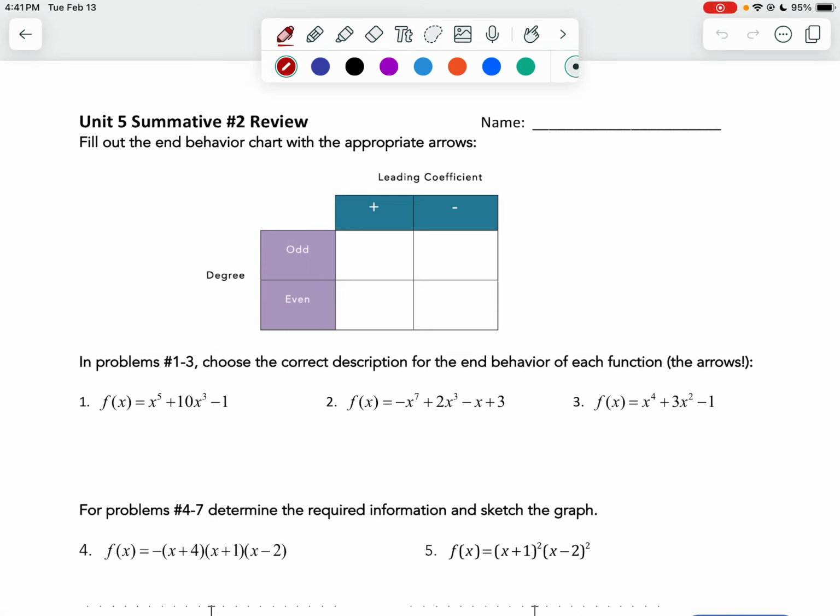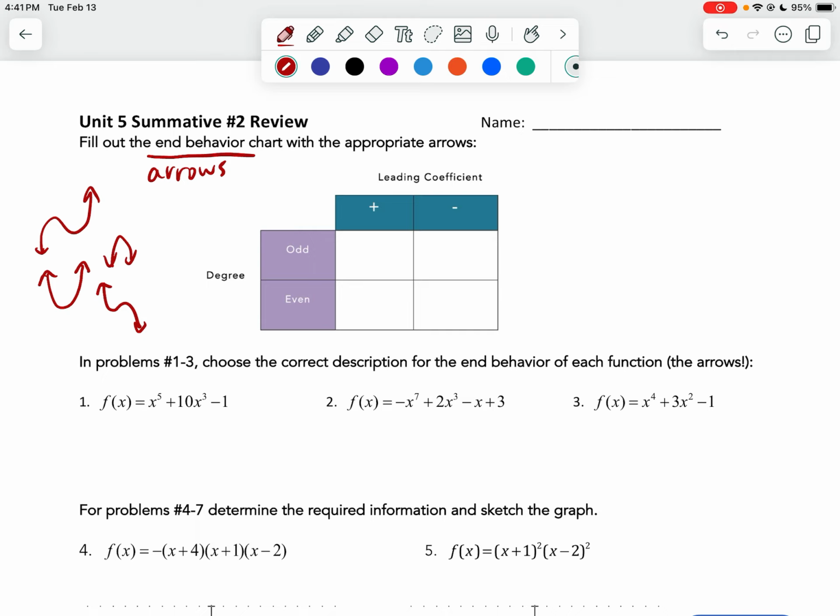All right, so we're going to go through the review for Unit 5, Summative number 2. So the first thing that you should really be familiar with is the end behavior. This kind of leads into everything else. And end behavior is referring to the arrows of your graph, like if it looks something like this, or if it looks like that, or this, or maybe that. It's what directions your arrows are pointing.